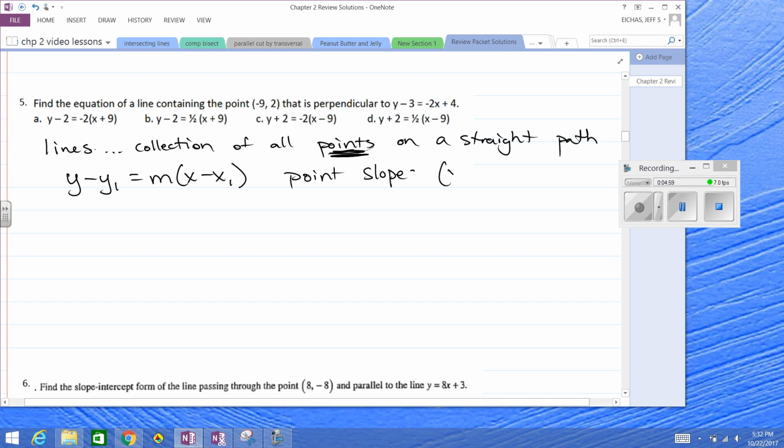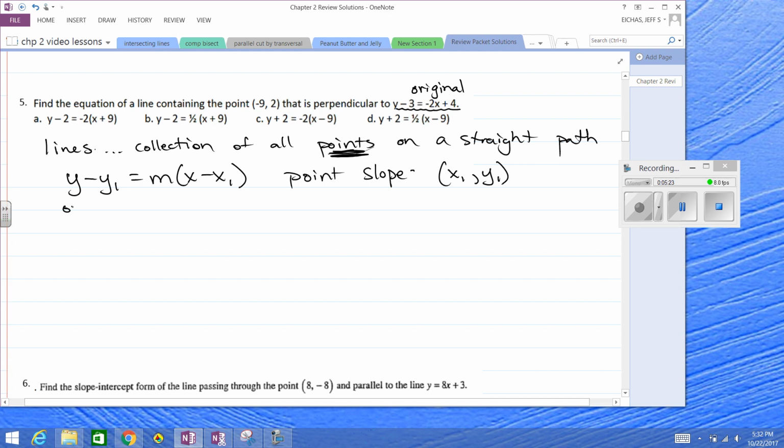Where your point is x1, y1, and your slope obviously is m. Okay? So that's the design of this question. That's really what we're looking for. So let's try to go through that the way it's designed. The original line, the only thing we need from that original line is the slope of it.